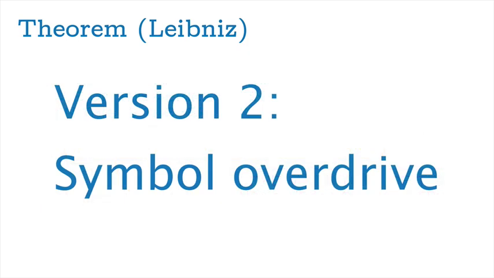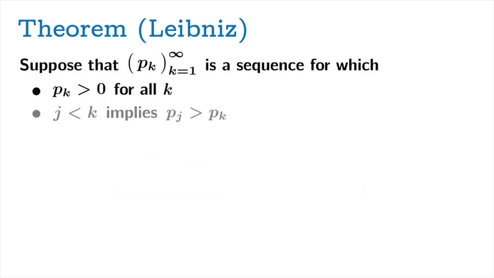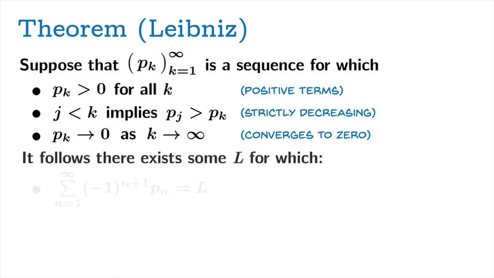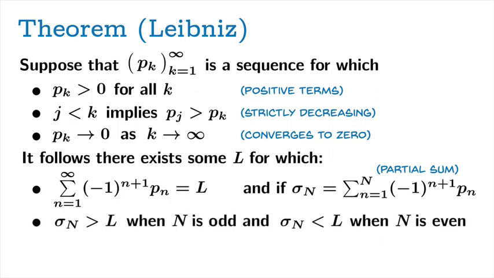So let's restate the theorem. Here's version 2, and let's say we're going into symbol overdrive here. So we're just going to say exactly the same thing, but we're going to use a lot of symbols. So these represent respectively the properties that the terms are all positive, they're strictly decreasing, and they converge to 0. And then we know that this series converges, and if you let the partial sum be represented here by sigma notation, then we know that sigma_n is greater than L when n is odd, sigma_n is less than L when n is even, and we get our error bound. Some people love using symbols, so you might like this slide better. I think it's a rather confusing cloud of symbols.